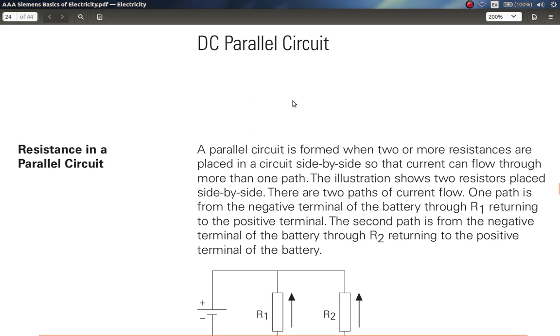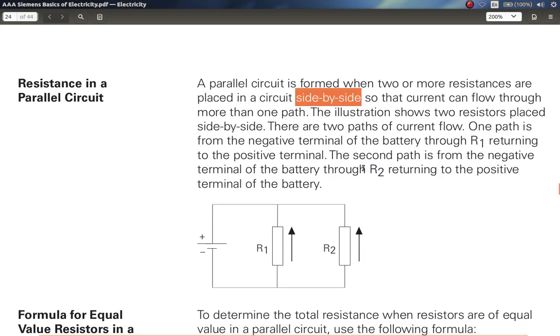DC parallel circuit. Resistance in a parallel circuit. A parallel circuit is formed when two or more resistances are placed in a circuit side by side. Remember, in a series circuit, they were in line, one after the other. In a parallel circuit, they are placed side by side so that the current can flow through more than one path.